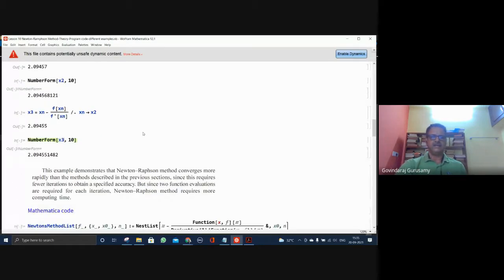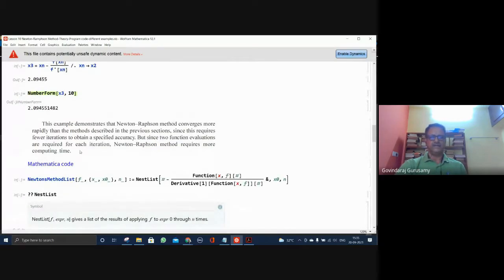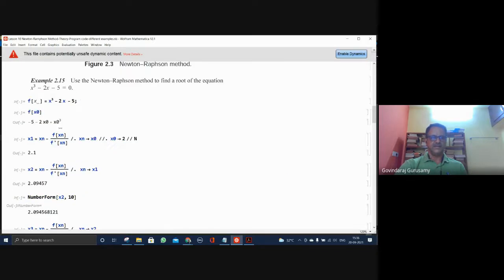But still, there are other problems. You look at it from the early days' computation point of view. So this example demonstrates that the Newton-Raphson method converges more rapidly than the method described in the previous section, since this requires fewer iterations to obtain the specified accuracy. But since 2 function evaluations are required for each iteration, the Newton-Raphson method requires more computing time. Number of iterations less, computing time goes up because it has to find the function every time, and the derivative also it has to find every time. 2 of them should be evaluated.